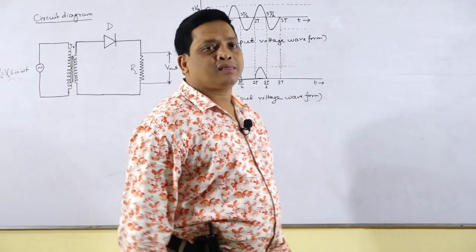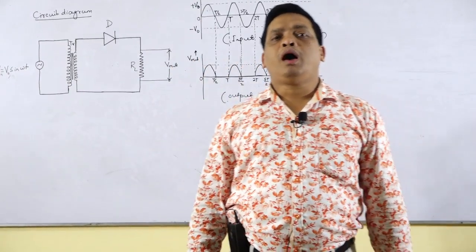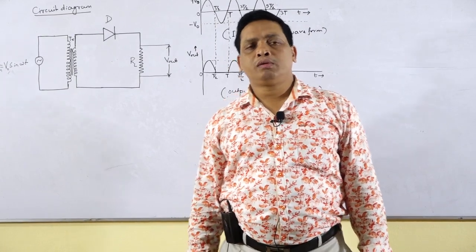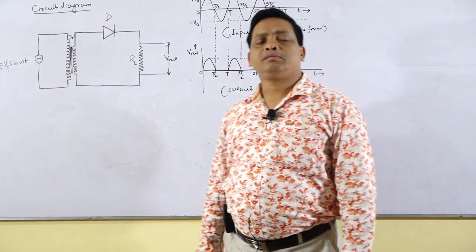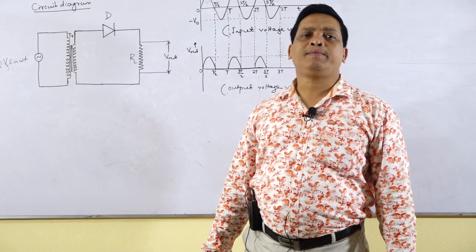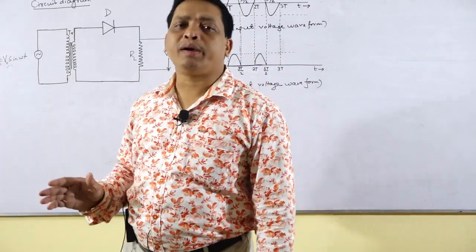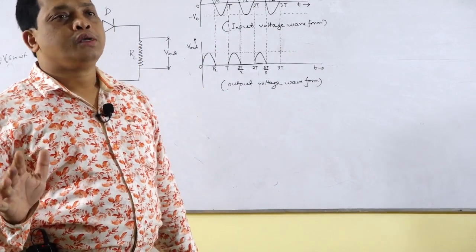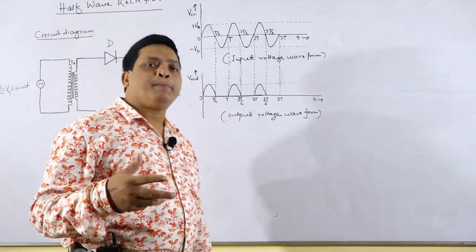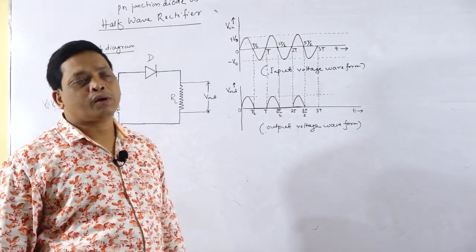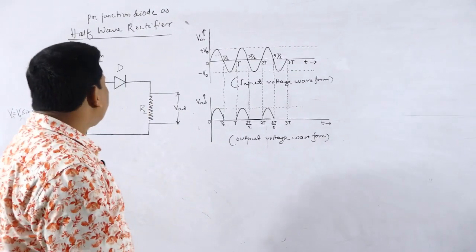In the last class we discussed the half wave rectifier. I explained the construction with the help of the circuit diagram and the working of the half wave rectifier. Today we shall compare the input and output waveforms. Now look at the circuit diagram.